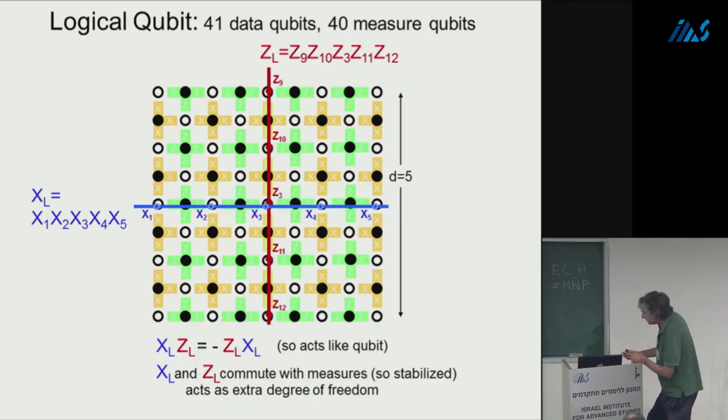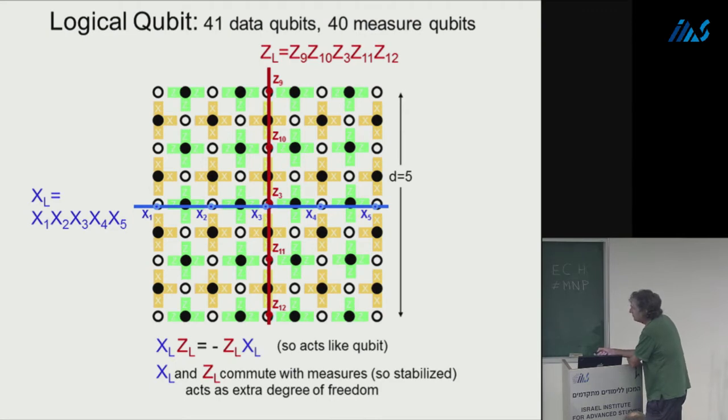Now, I've been talking about how to correct errors. You want to know how can I encode information and make a logical qubit. So for this particular array, if you count the open circles, that's 41 data qubits. The closed circles are 40 measure qubits. You might suspect that you had an extra degree of freedom where you can store your logical qubit information. It turns out it's the case.